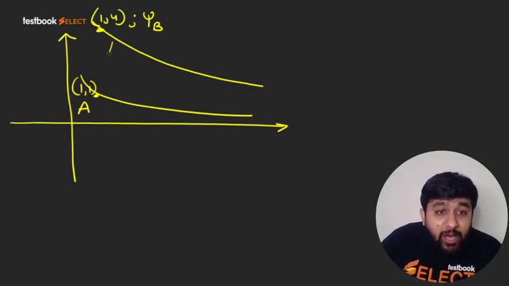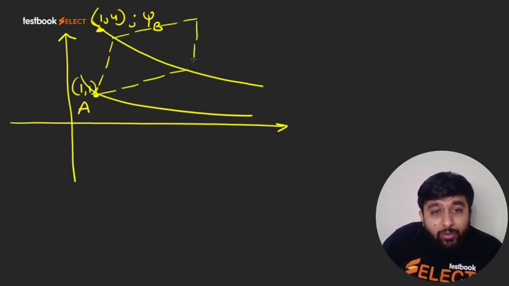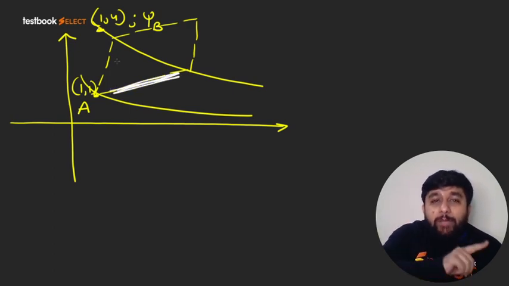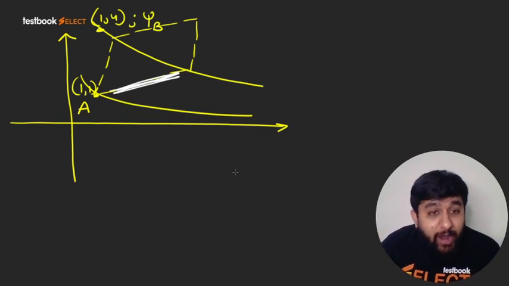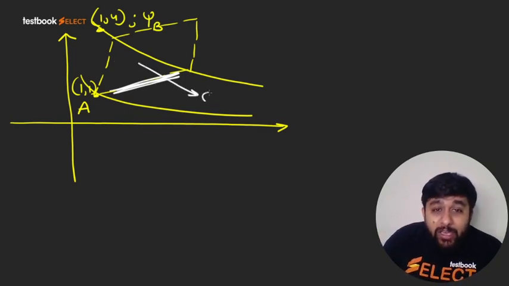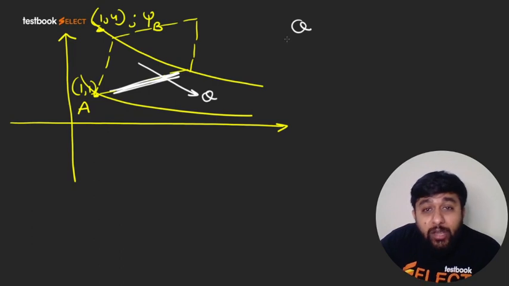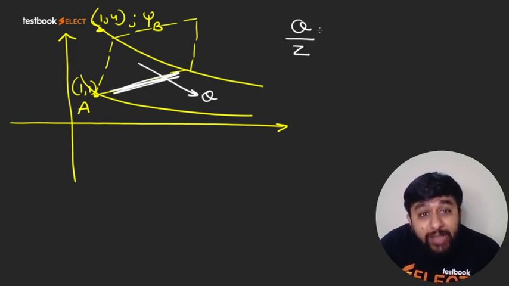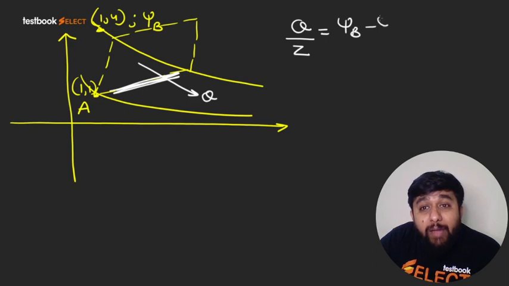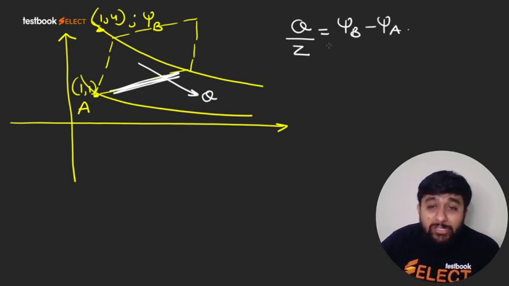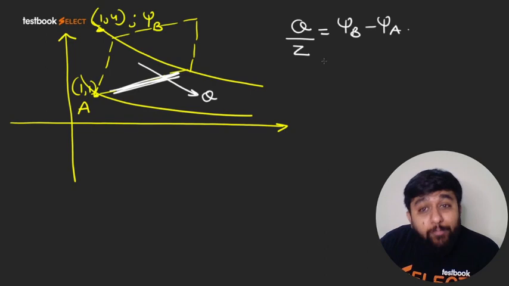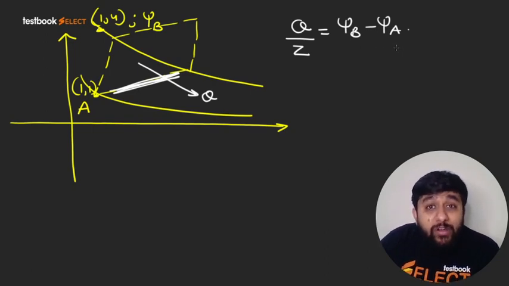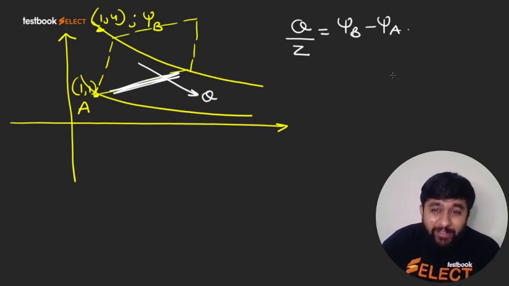So if we consider a cross section between the two streamlines, this is the width of the cross section perpendicular to the plane of the paper, that is the z direction, right? So what will you say? The discharge through the cross section per unit width along the z direction is nothing but psi b minus psi a. I hope you remember this. Psi b is the stream function value at point B and psi a is the stream function value at point A.